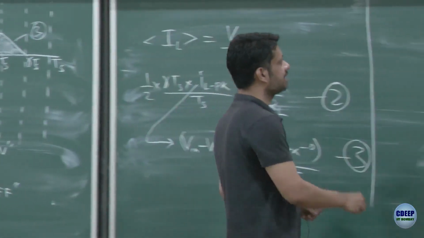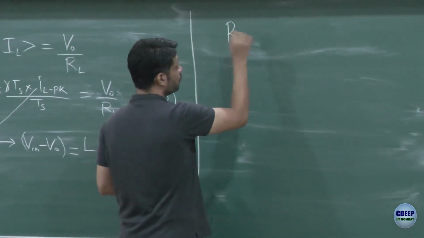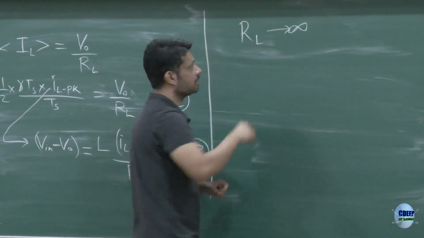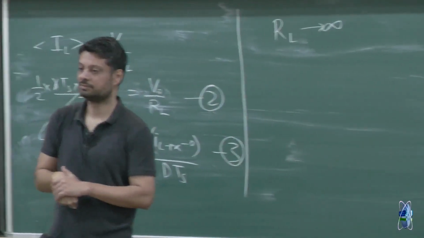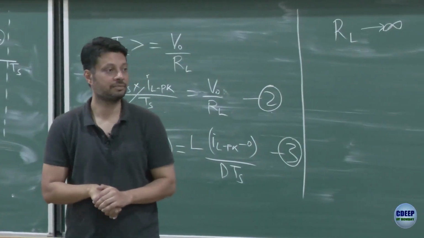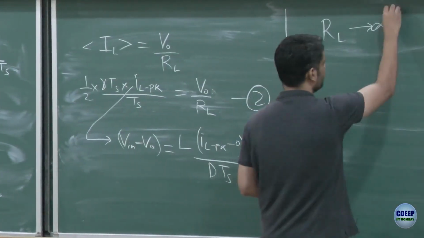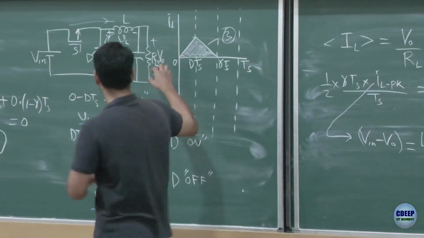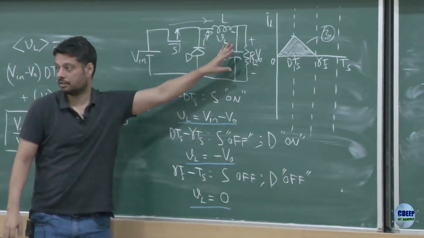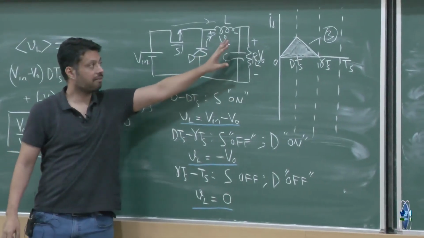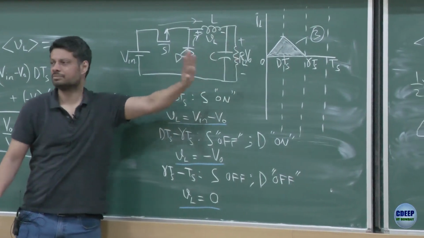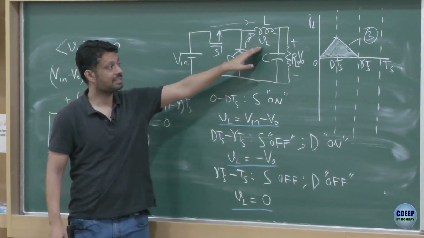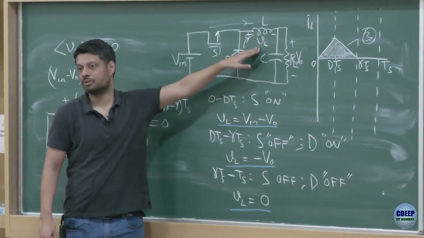Okay, then let's come to the interesting question. What would happen if your load resistance approaches infinity? That is the question. If the load resistance approaches infinity, the average current will become almost 0, assume it's open. That means this average current must also be almost 0.